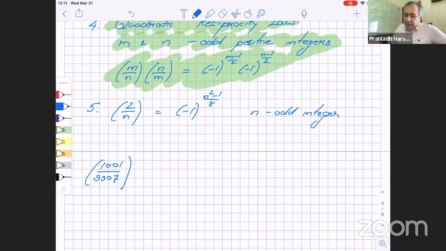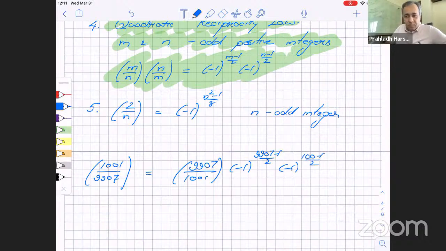Of course, one way of doing this is to factorize the top, factorize the bottom, and then use the actual definition of the Legendre symbol I gave. But that requires you to know the factorization, and that's a hard thing. I don't want to do factorization. So what I'm going to do is take this number. You know that by property 4, this is the same as (9907/1001) times (-1) to the power (9907-1)/2 times (1001-1)/2, which happens to be 1. Therefore, this is just (9907/1001).